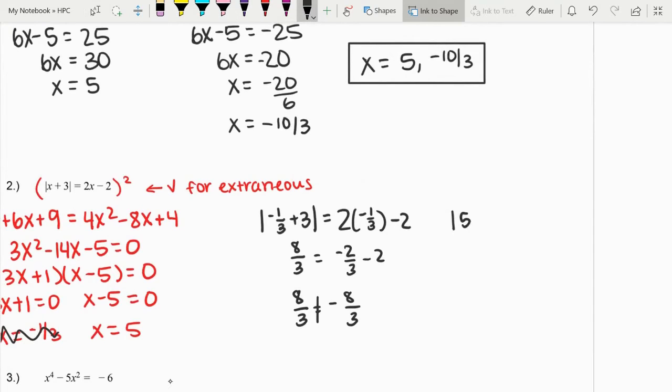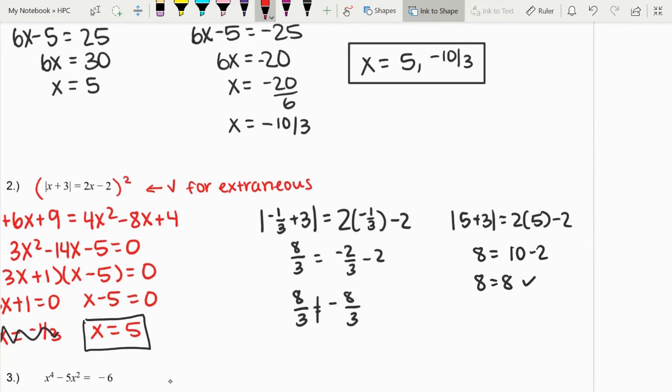So next, we're going to test out our solution x equals 5. So the square root of 5 plus 3 is equal to 2 times 5 minus 2. So I'm going to get 8 is equal to 10 minus 2. So 8 equals 8. That does work out. So my only solution is x is equal to 5.